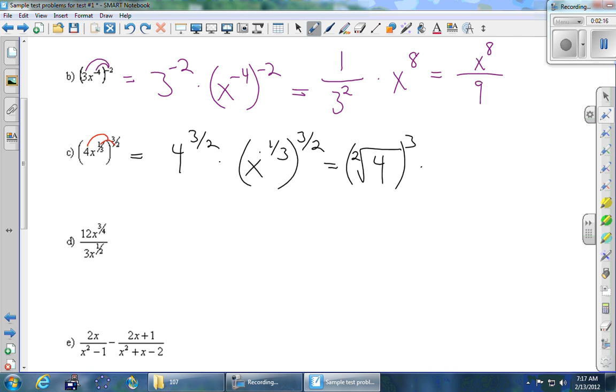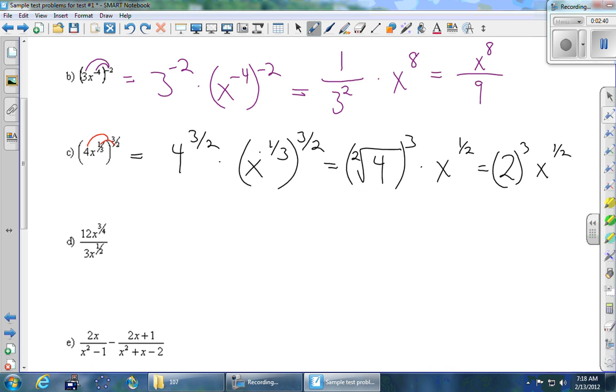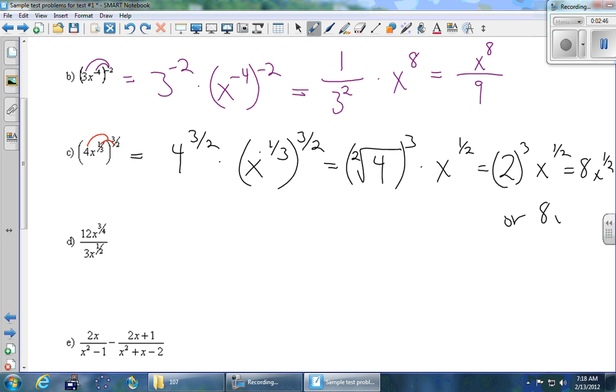And just like in part B, when you see powers that look like this right next to each other, you multiply them. So if we multiply those powers, we get x to the 1/2. Almost done. Now we'll deal with this part over here. Square root of 4 is 2, so that's really 2, still cubed, x to the 1/2. And then finally, that's equal to 8, x to the 1/2, or if you prefer, 8 square root of x.